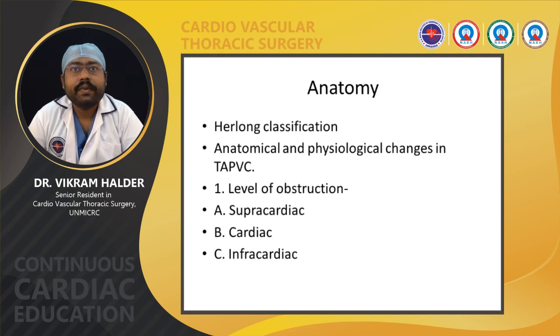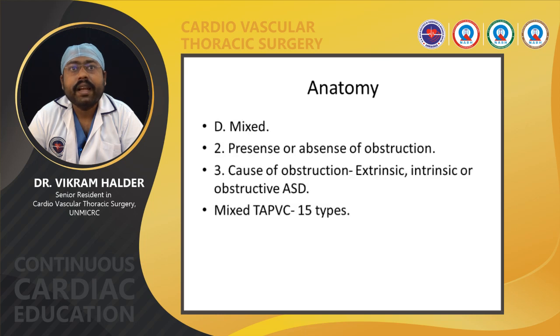And the Harlan classification describes anatomical and physiological changes in TAPVC. Number 1, level of the obstruction: supracardiac, cardiac and infracardiac, and mixed. Then presence or absence of obstruction and causes of obstruction, like extrinsic, intrinsic or obstructed ASD.